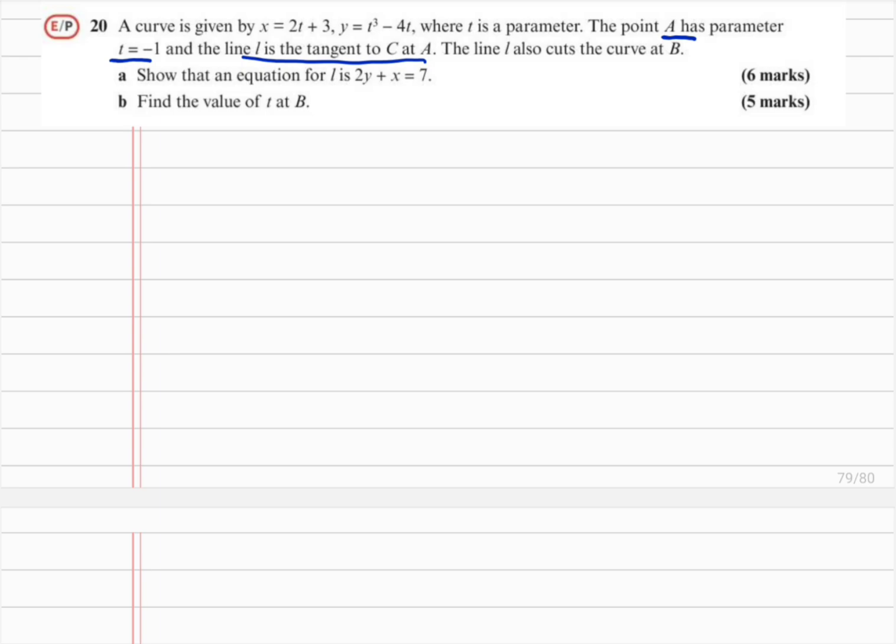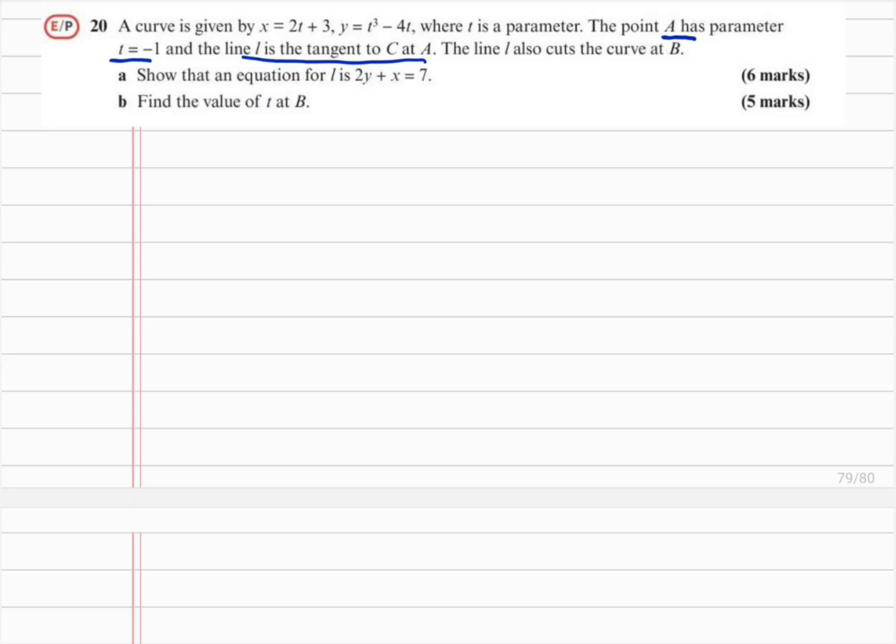Okay, so in order to find the equation of the tangent line, we need to have the gradient of the tangent line and also the point at which the tangent line passes through. In this case, that point is obviously A because the tangent line to C passes through the point A. So we want to find the coordinates of point A. And that's actually very easy because, from the question, they have told us that the point A has parameter t is equal to minus 1. So we just need to substitute minus 1 into x and y to find the coordinates of A.